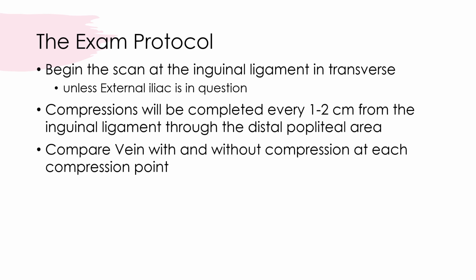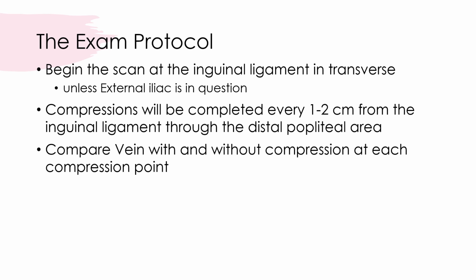So for the basic point of care exam, we're going to begin in transverse at that inguinal ligament, and we're going to try to identify the external iliac. Once you've found that external iliac, once it's past the inguinal ligament, you're going to start your compressions. You'll complete compressions every 1 to 2 centimeters from the inguinal ligament through the distal popliteal area. You're going to compare the vein with and without compression at each compression point.